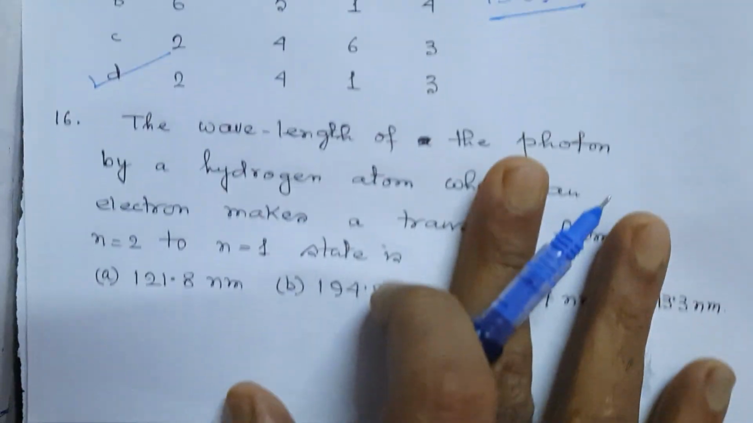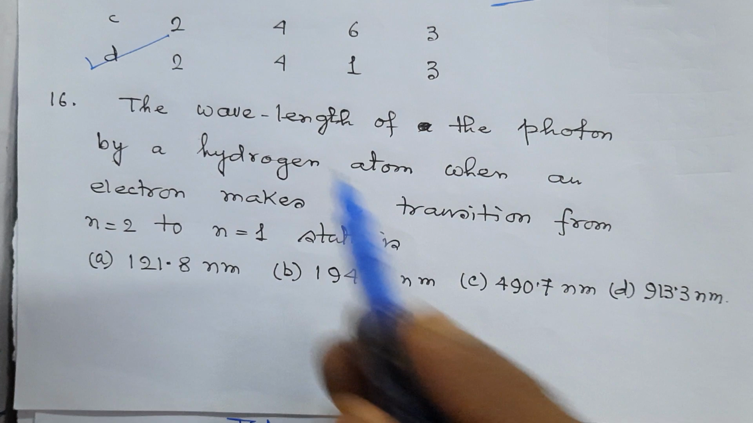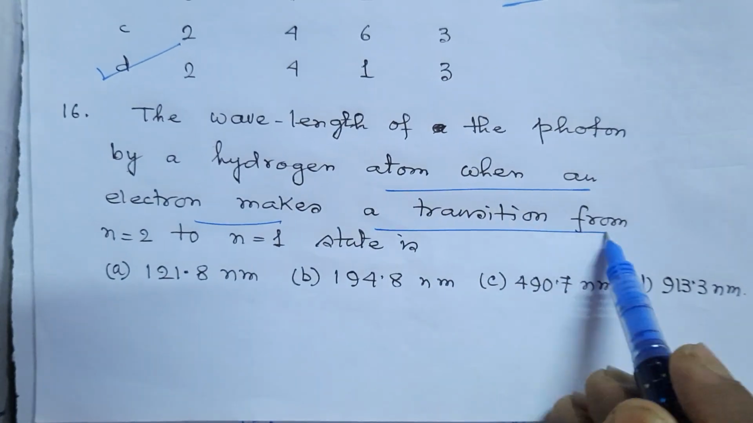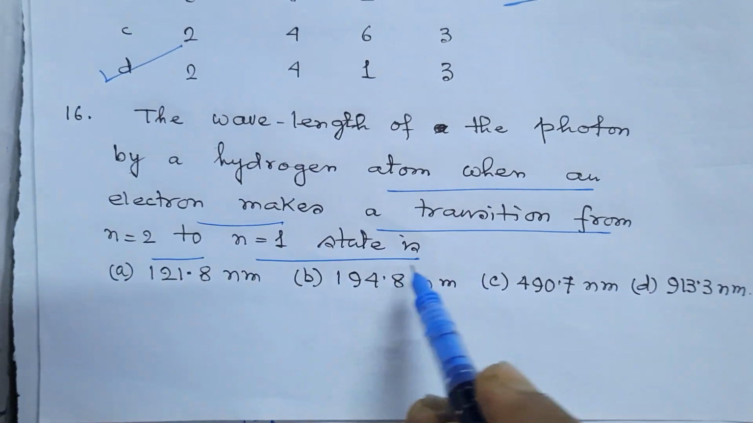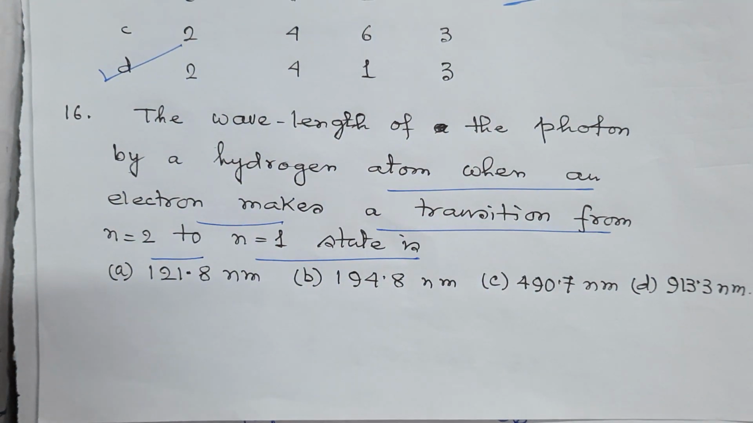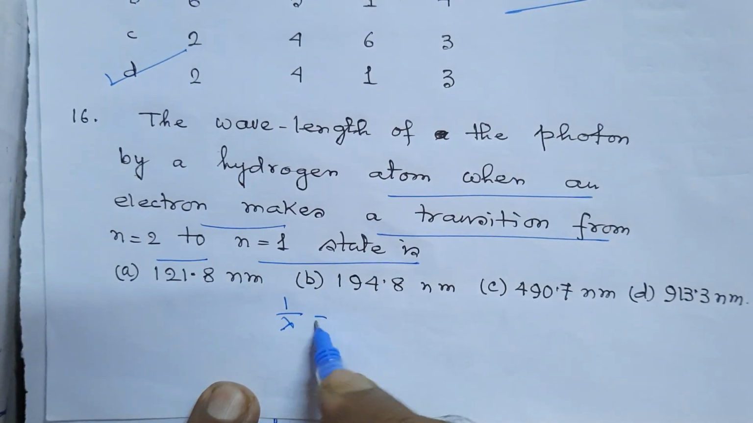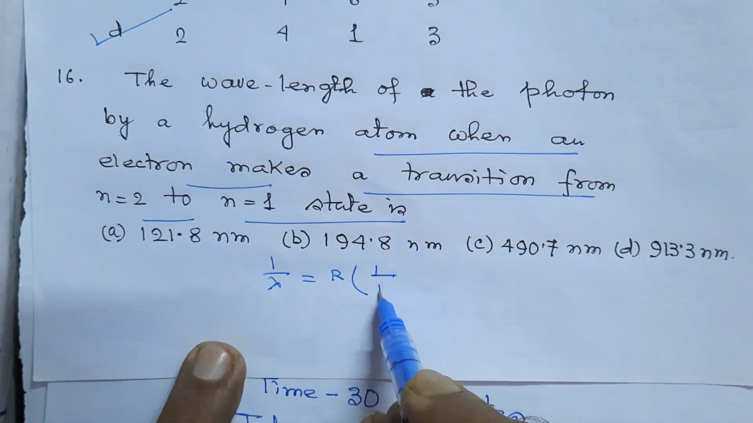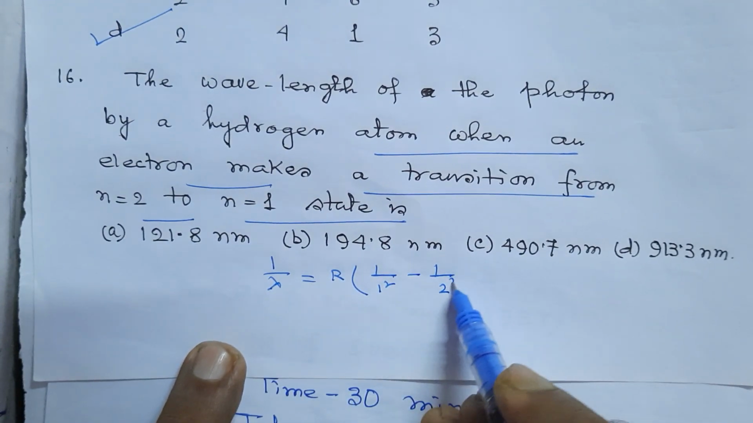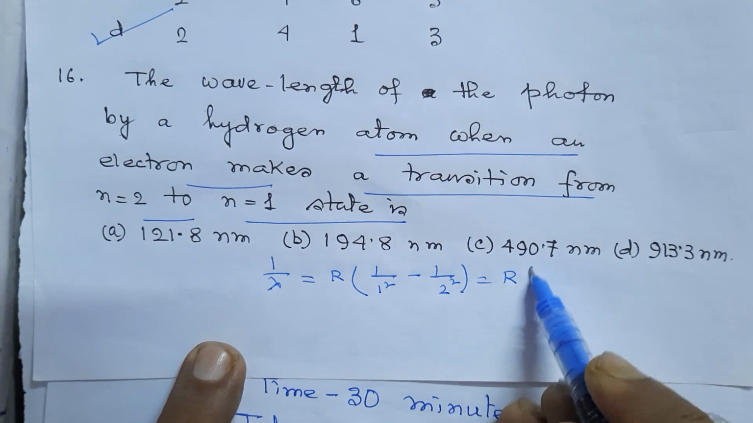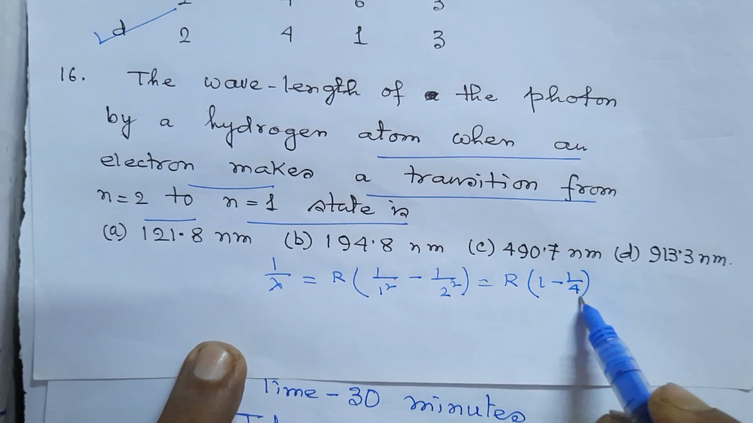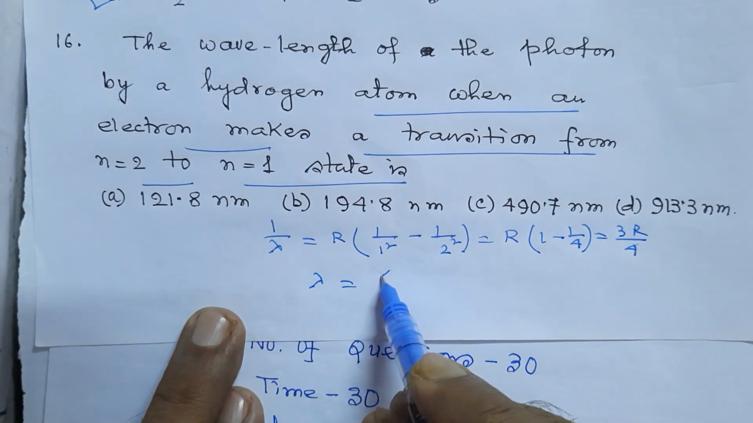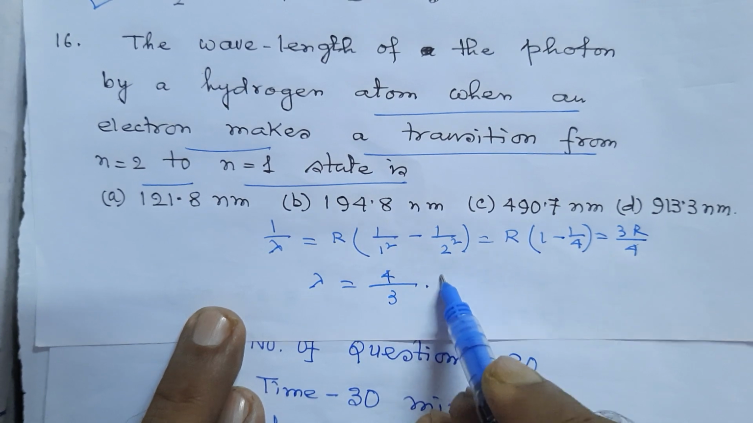Now let us see question number 16. The wavelength of the photon emitted by a hydrogen atom when an electron makes a transition from n equals 2 to n equals 1 state. We know the wave number expression: 1 by lambda equals R into (1 by 1 squared minus 1 by 2 squared). That is R into (1 minus 1/4), that is 3R by 4 equals 1 by lambda. So lambda equals 4 by 3 into 1 by R.